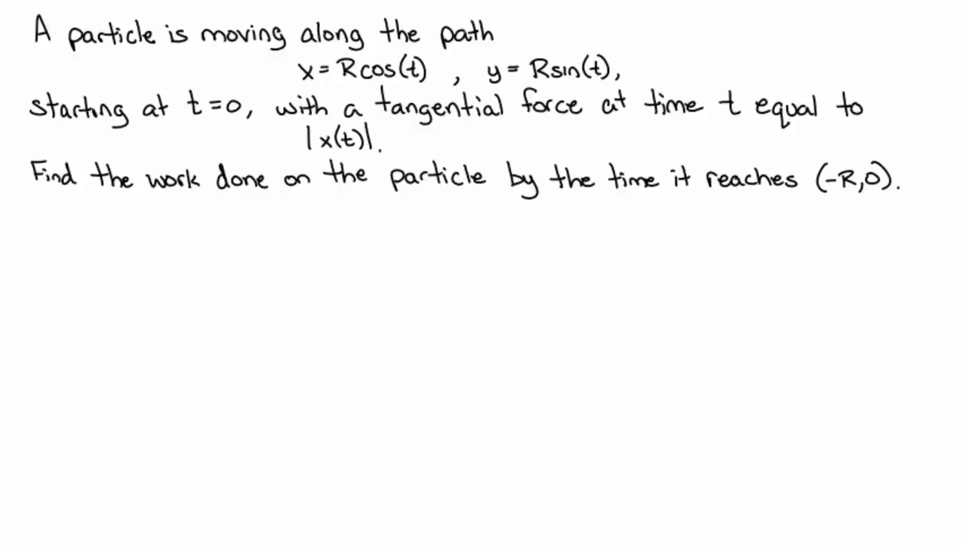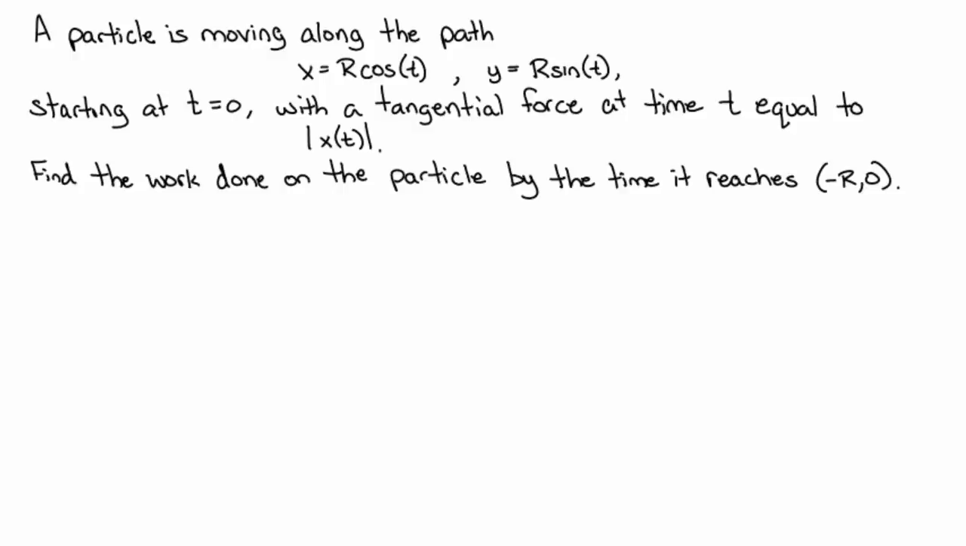A particle is moving along a path defined by the parametric equations x of t, which is defined to be some constant r cosine of t, and y of t, which is a constant r times the sine of t. We're going to start this movement at time 0. And the tangential force, the force that is being exerted on the particle at any given time t, is equal to the absolute value of the x coordinate. Our goal is to find the total work done on the particle.